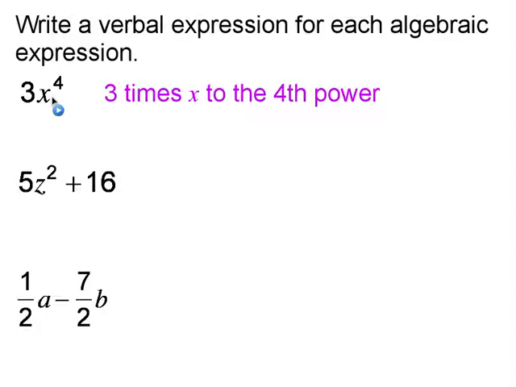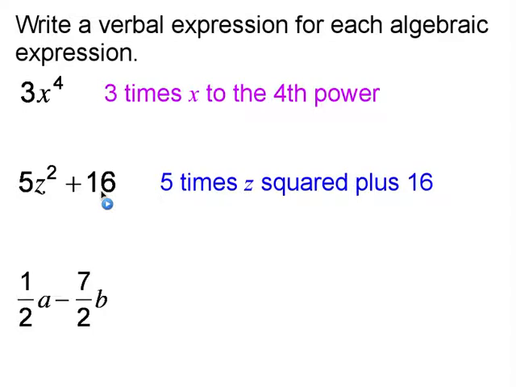Okay, next one. Somebody want to take a shot at that? 5 times z to the 2nd power plus 16. Right. I actually did something a little shorter. I did 5 times z squared. That's the same thing. You could do z squared, you could do z to the 2nd power, doesn't matter. You could also say the product of 5 and z squared plus 16.